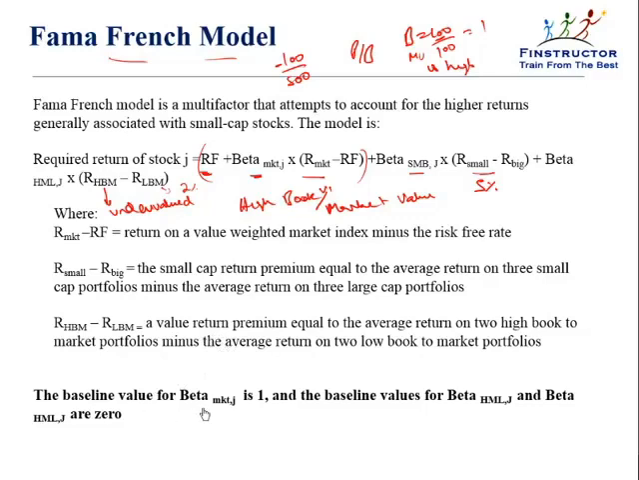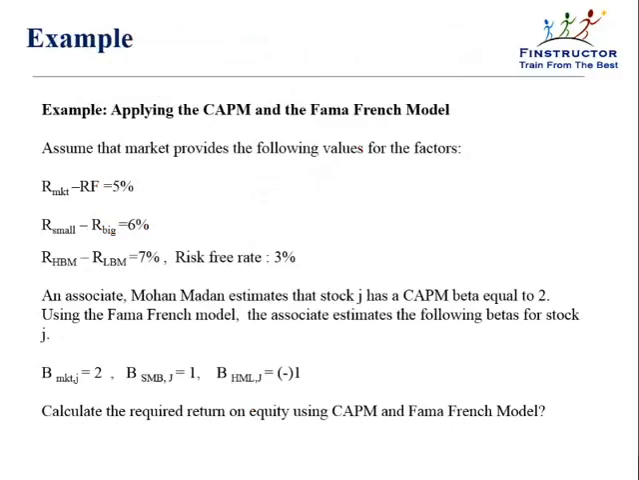Please remember the baseline value of beta market is 1, that is an average risk company. Beta HML and beta SMB are 0, that is an average size company and an average valuation company. Assume that the market provides the following values for the factors. The equity risk premium is 5%. The small minus big premium is 6%. And the high book to market minus low book to market value premium is 7%. The risk-free rate is given to be 3%.